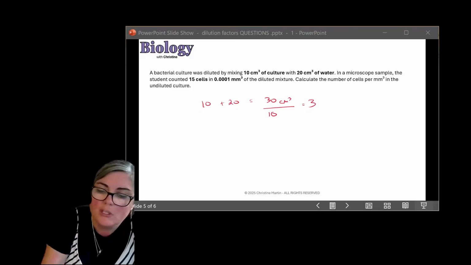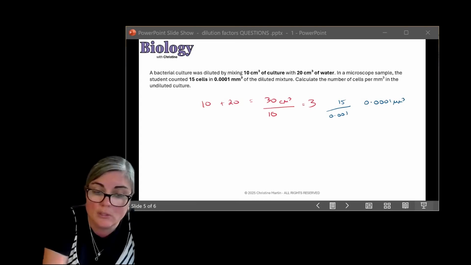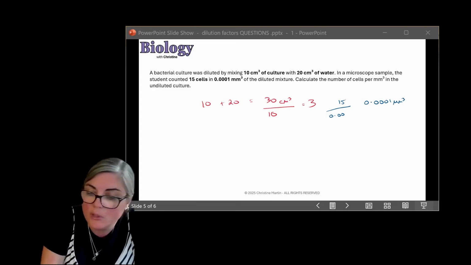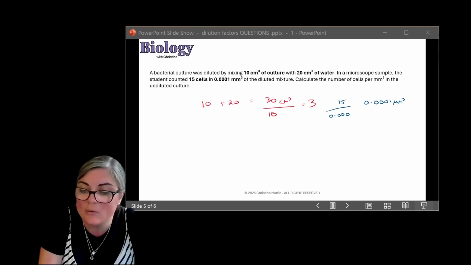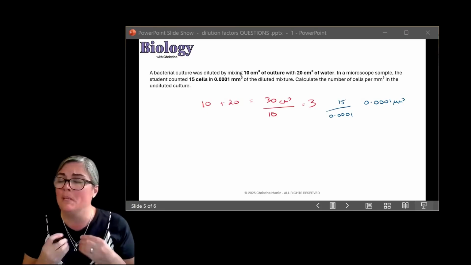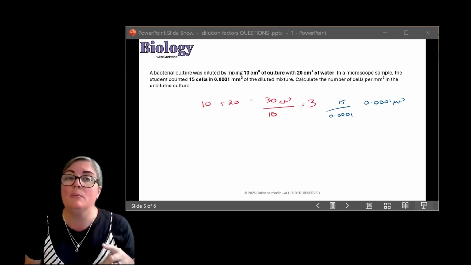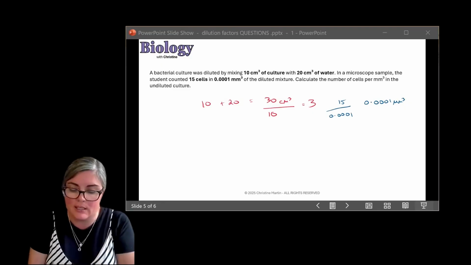Now we're going to switch and look at the number of cells. So now we have 15 cells in 0.0001 millimeter cubed. And what I need to do is obviously divide that by the 0.001. Oh, look, I just made a mistake. Double check your answer, 0.0001. Do not get caught out on that. You'd be surprised how many A-star students actually lose 1 marking point because of a little trick like that.